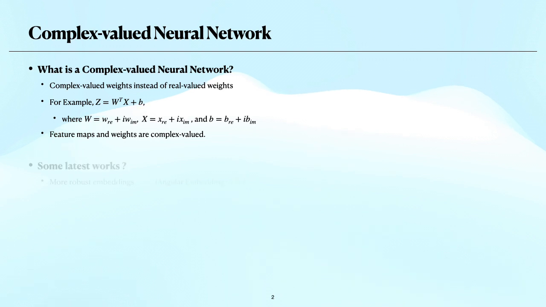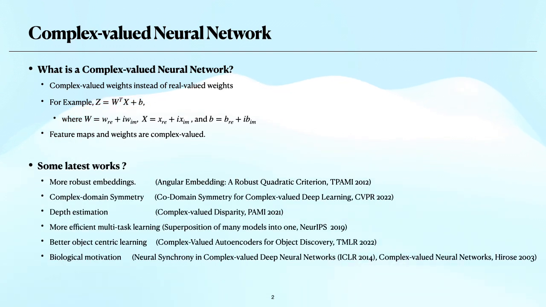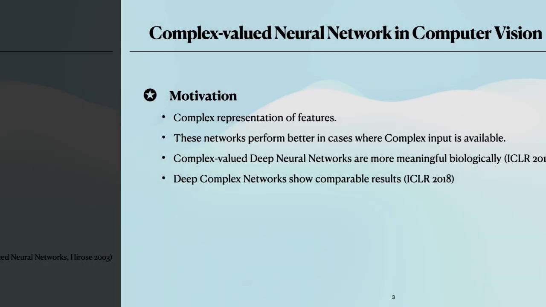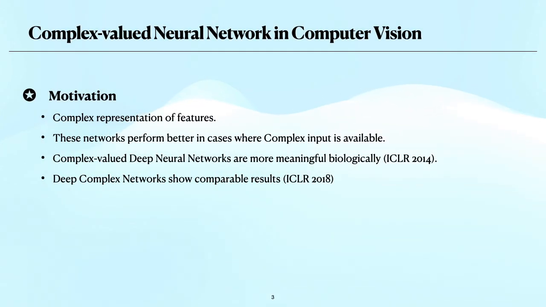There are a wide variety of works that showcase the usefulness of complex valued neural networks. Some show that these networks are better for object-centric learning, while some show uses in applications such as depth estimation and multitask learning. Now let's focus on these networks in vision domain. Using complex numbers, we can have a better representation of features. We also see that these networks are really useful in areas where complex valued input is inherently available. Earlier work showed that in image classification we get comparable results to real valued networks.